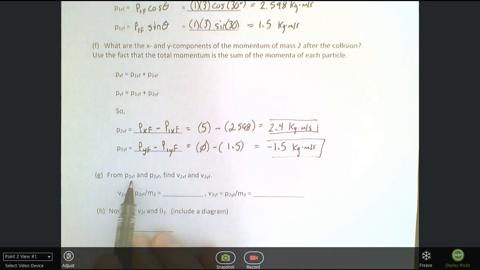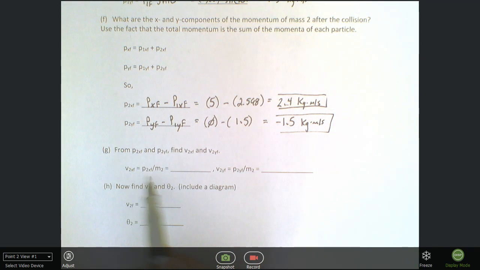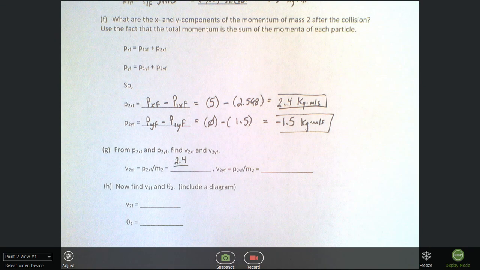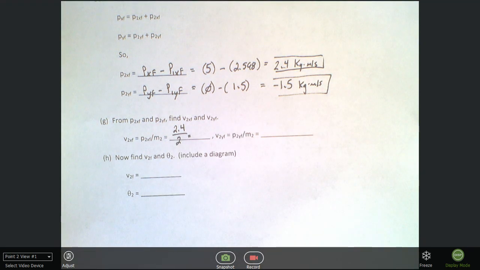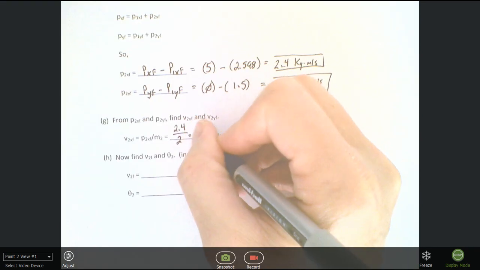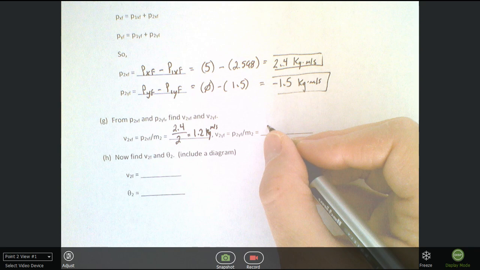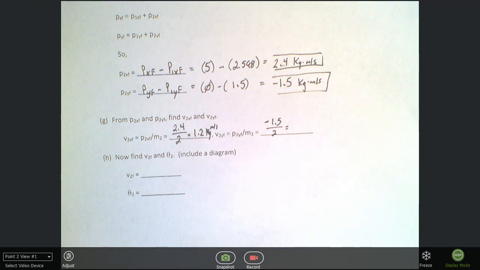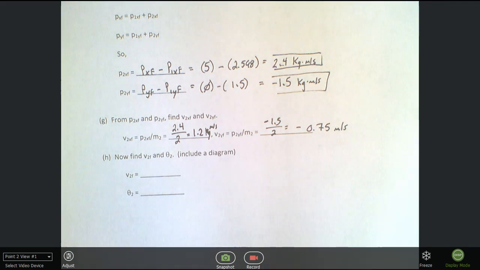Then it says from P2xf and P2yf, find V2xf and V2yf. So now we're just finding the velocity. V2xf was 2.4 divided by the mass, and the mass of the second one for the first time was 2 kilograms. This is easy to do in your head: 1.2 meters per second. And in the y, it's P2yf, which is negative 1.5 divided by 2. Again, you don't need a calculator for this. It's simply negative 0.75 meters per second.